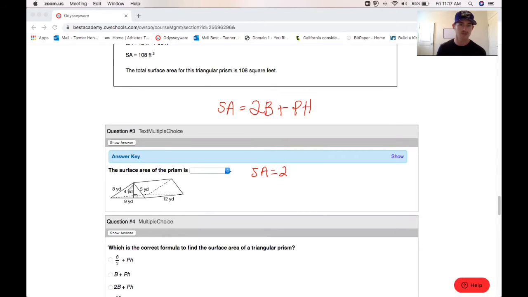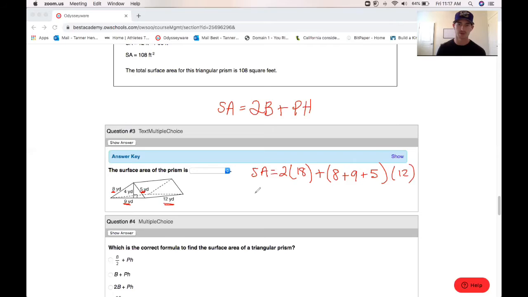So we got surface area equals 2, and the base is going to be the triangle. So it's 9 times 4 is 36 divided by 2, which is 18. Remember, area of a triangle is base times height divided by 2. Then we got plus perimeter is going to be the numbers on the outside. So we got 8, 5, and 9. 4 is not going to be because 4 is in the middle and perimeter is just on the outside. So we got 8 plus 9 plus 5, and then times our height. If we stand this up, our height is 12.